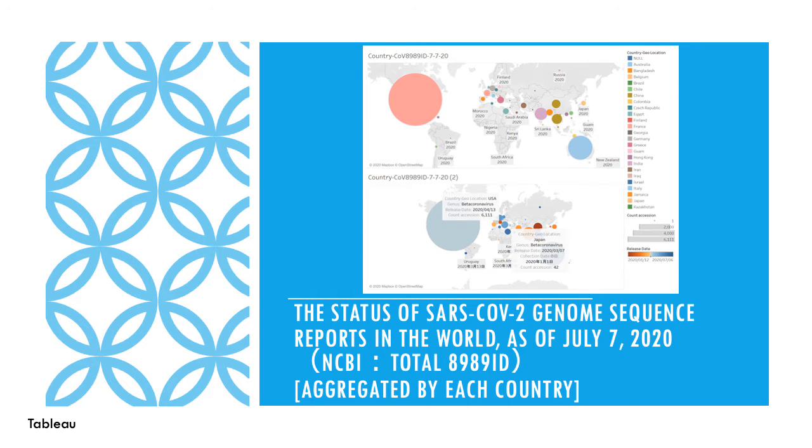As of July the 7th, 8,989 genome sequences have been reported worldwide, and it has begun to be reported in China, and it can be seen that the infection has spread to Japan, neighboring countries, the United States, and Europe, etc.